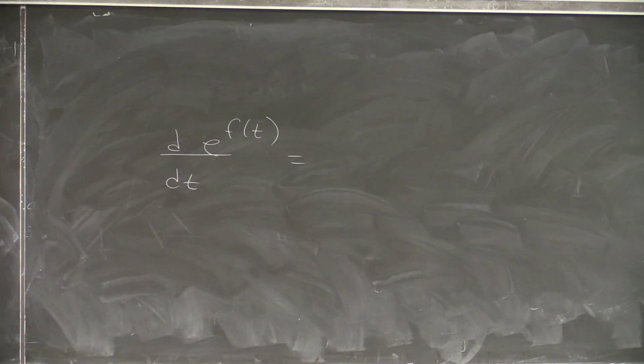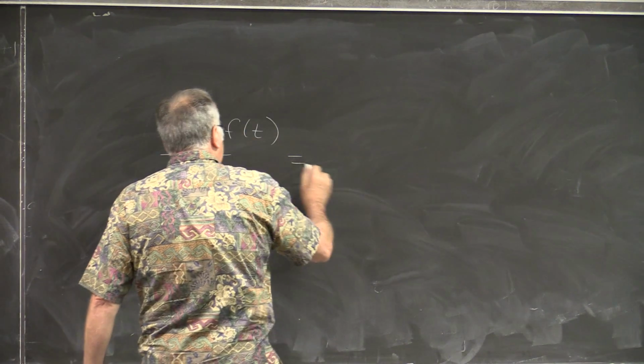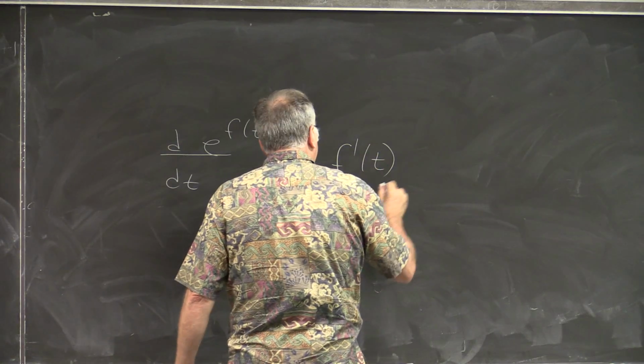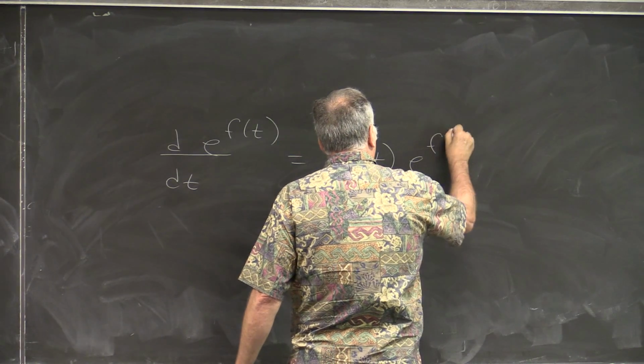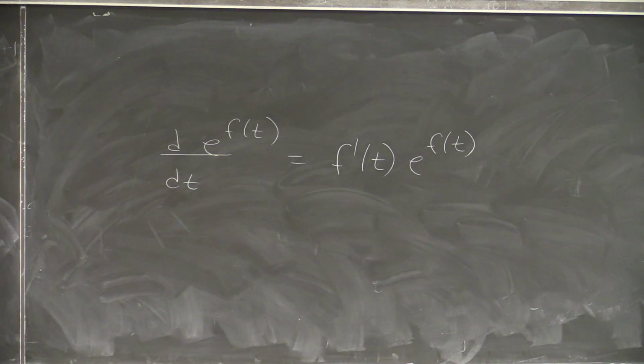The derivative is f prime of t times e to the f of t. You just take this exponent, f prime of t, times e to the f of t. So remember that one, when you take the derivative of e raised to the f of t, where f of t is just some function of time.